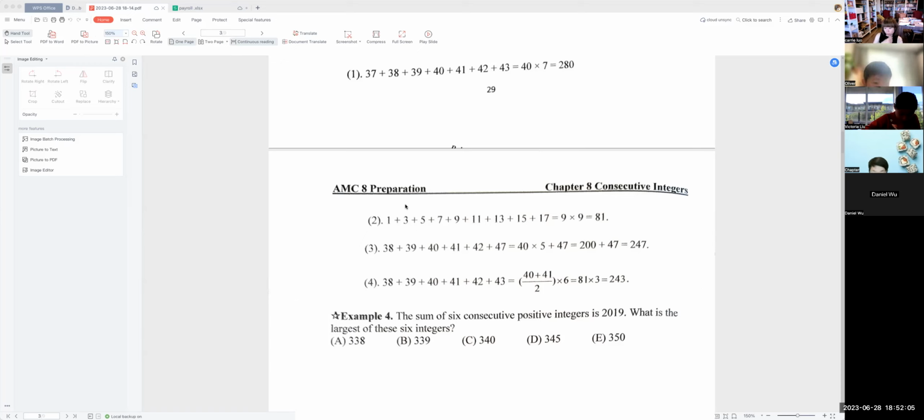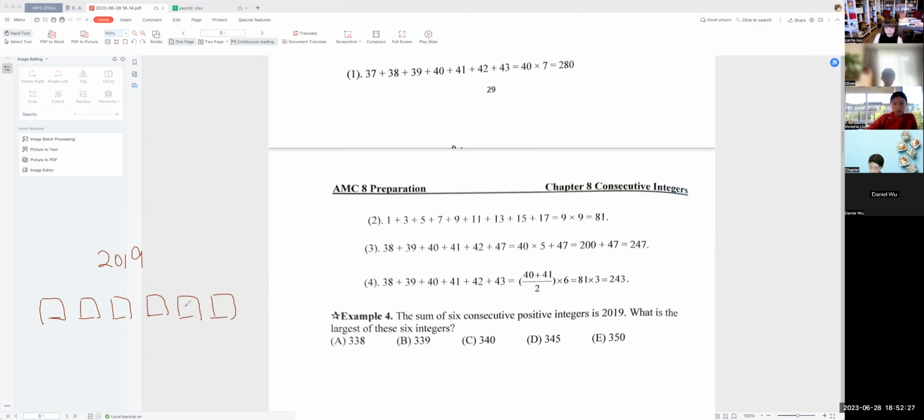I have seen the answers, very good. The sum of 6 consecutive positive integers is 2019. What is the largest of these 6 numbers?